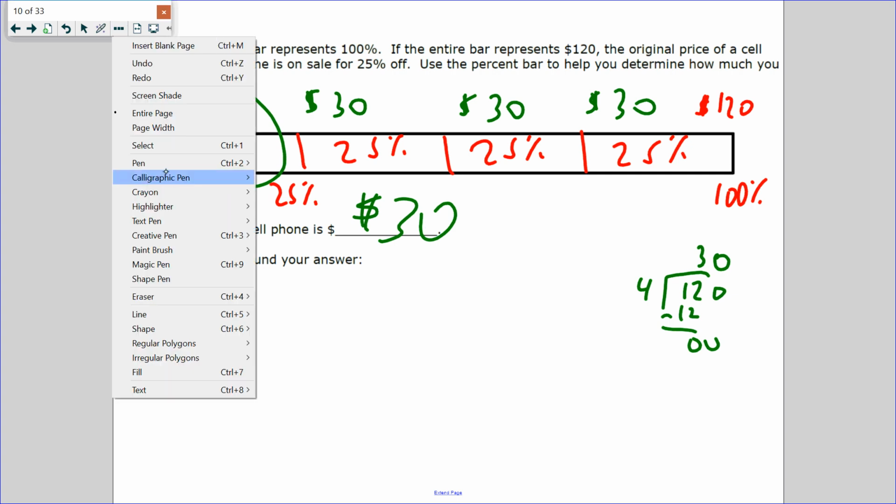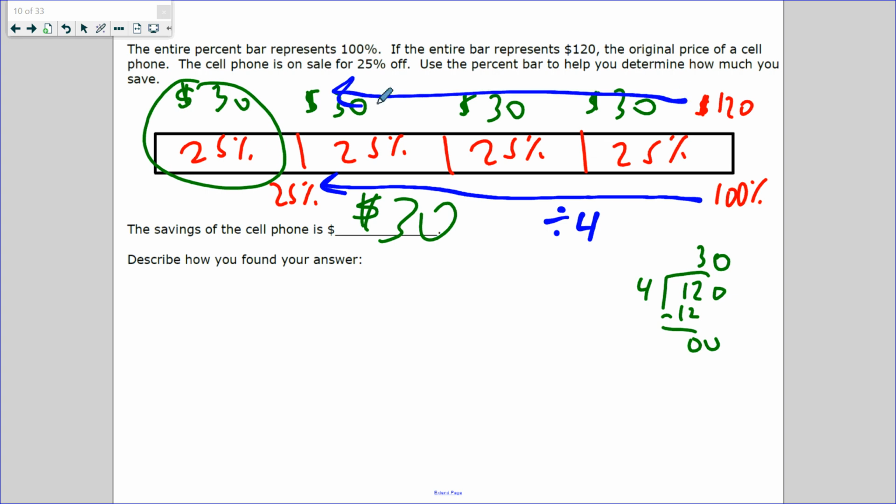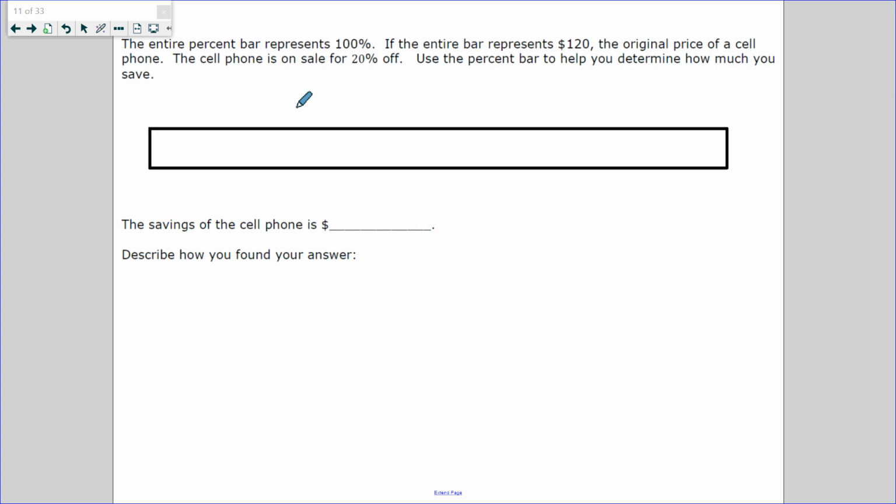In our next couple of videos, we're going to show a little different way. I bet you someone in the class will do it this way, and I'm okay with this. What's the relationship between 100% to 25%? Divided by 4, because that's why you broke it into 4 equal sections. So 120 divided by 4, or a fourth of it, is $30.